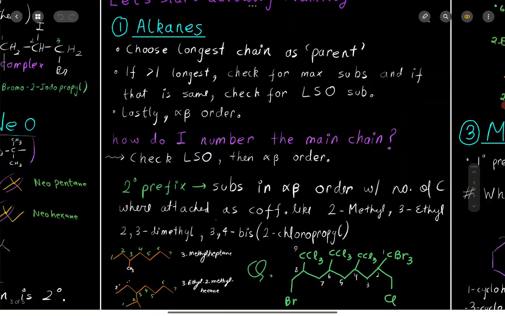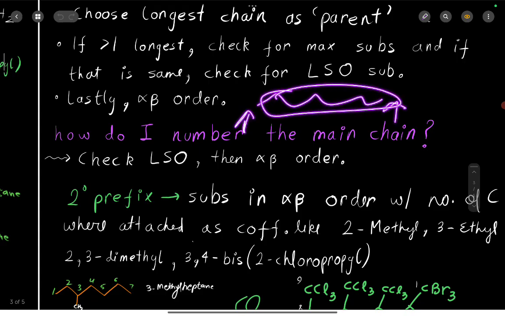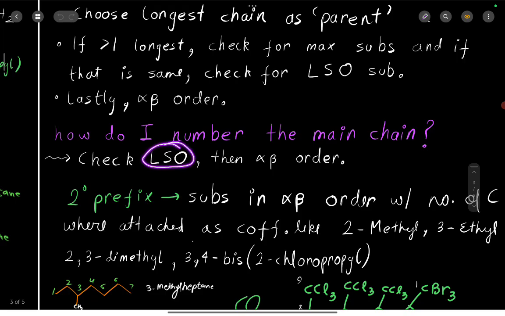Now, I have selected the main chain. From where do I start numbering the main chain? Well, start by checking the lowest set of substituents, because number of carbons will be same either way. You have already selected your main chain. Now the numbering which you do won't affect the number of carbon atoms. Like if I have hexane here, if I start looking from here or here, it does not matter, it will have 6 carbon atoms. So yeah, I have to start by checking the lowest set of substituents, and if both sides give me the same lowest set of substituents, then I have to prioritize the alphabetical order.